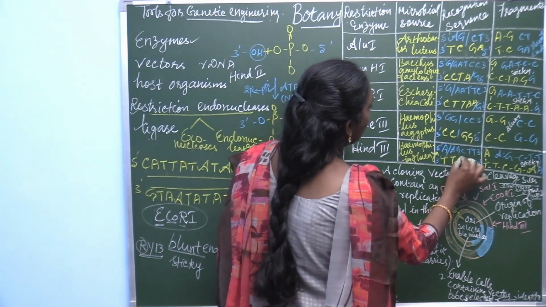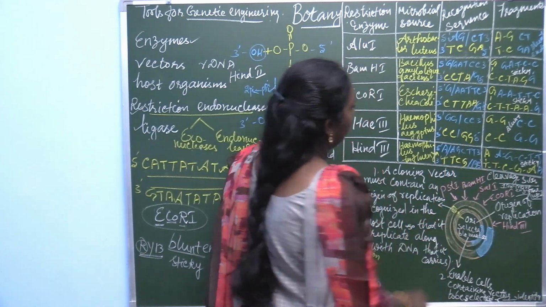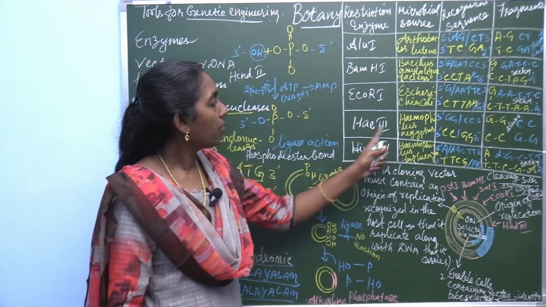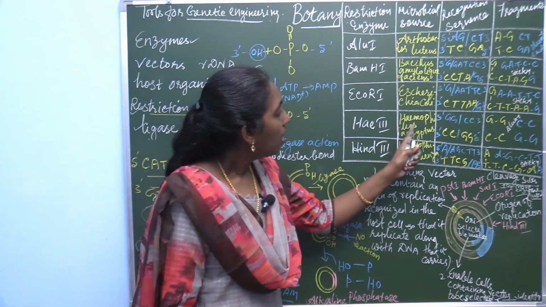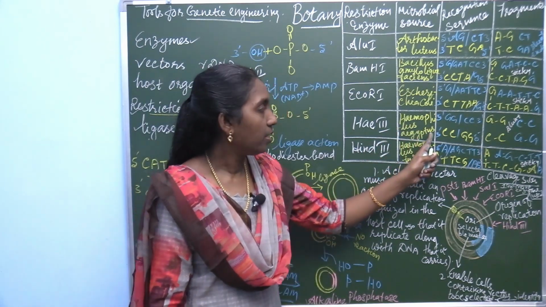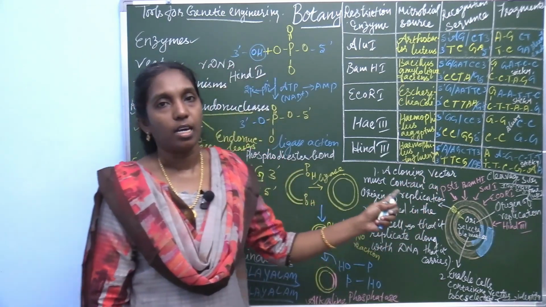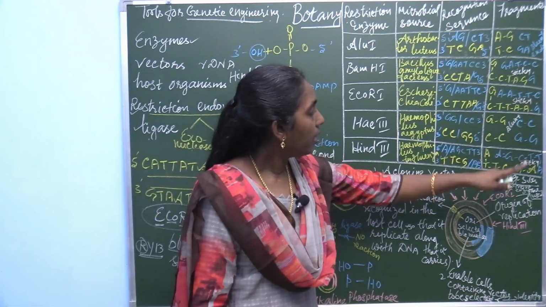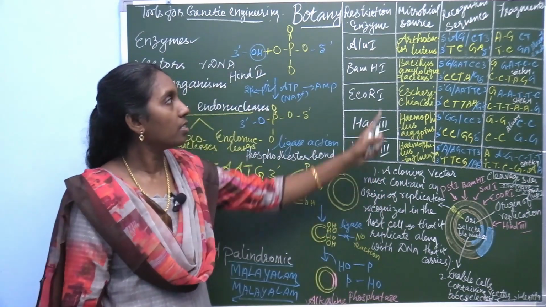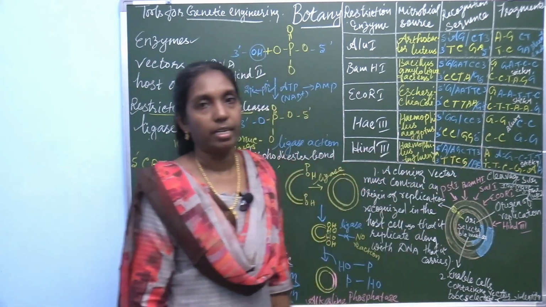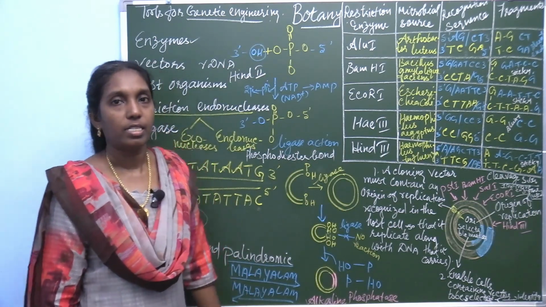Here T, T, C, G is the complementary pair. Then the source of this HAE3 is Haemophilus aegyptius, and HINT3 is Haemophilus influenzae. So, this is the blunt end, this is the sticky end. The recognition fragment is here sticky end, here blunt end. Hope that you understand it.